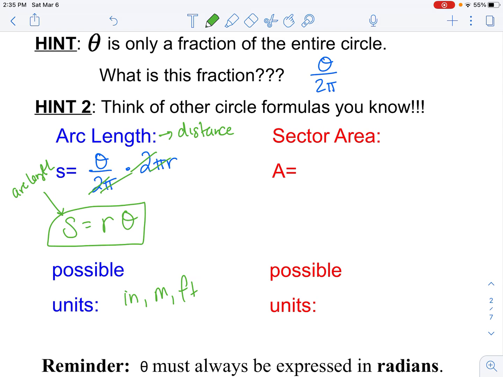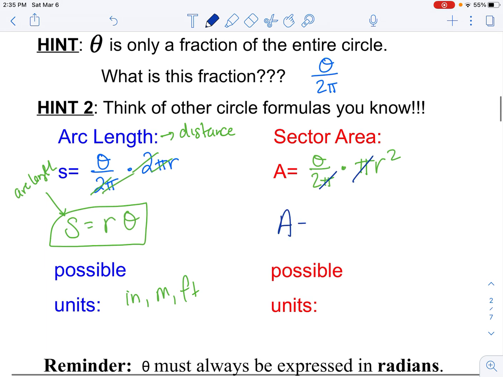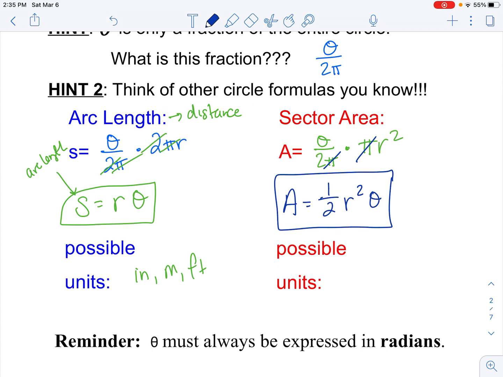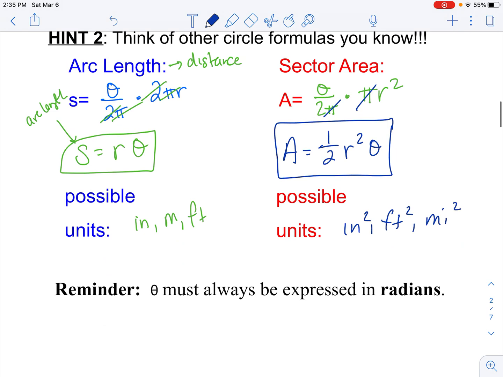If we think about the area of a sector, that's going to be a portion of the area of a circle. So again, I can do theta over 2 pi, which is our fraction, and multiply by pi r squared. Reducing here, I can reduce the pi, and unfortunately that's it. So the area of a sector is theta cut in half times r squared. I'm going to call it 1/2 r squared theta. There's our formula for area of a sector. And if it's area, it's going to be something like inches squared, feet squared, maybe miles squared. It's got to be some unit of measurement squared.